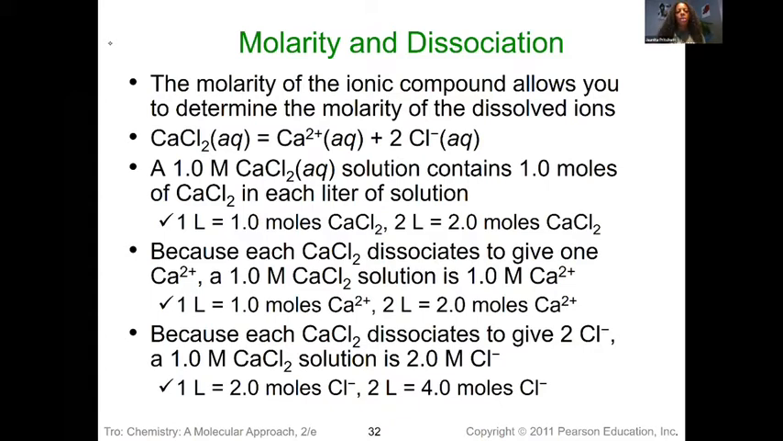For instance, if we know we have a 1 molar calcium chloride solution and we have 1 liter of it, that would mean if that's placed into water, we would end up getting 1 mole of calcium ions out and 2 moles of chloride ions out as well, because of that 1-to-2 ratio.